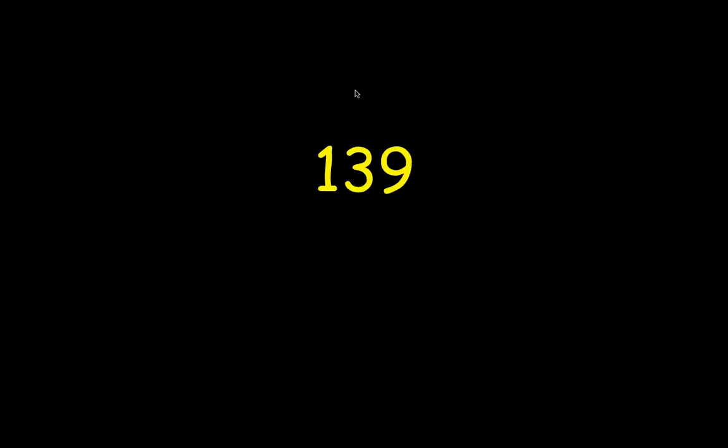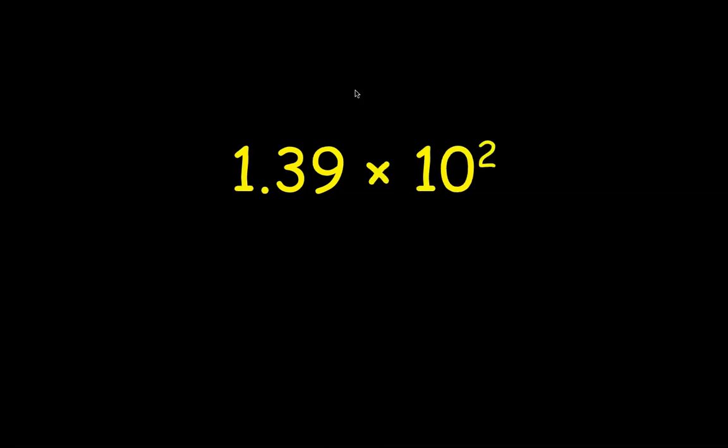$139. Pause the video, and when you are ready, resume. Right, in that number, there's one really important digit. That really important digit is the 1. So ignore the 3 and the 9. It would be 100. It would be 1 times 10 squared. Put the other 2 digits back in. 1.39 times 10 to the power of 2, or 1.39 times 10 squared.